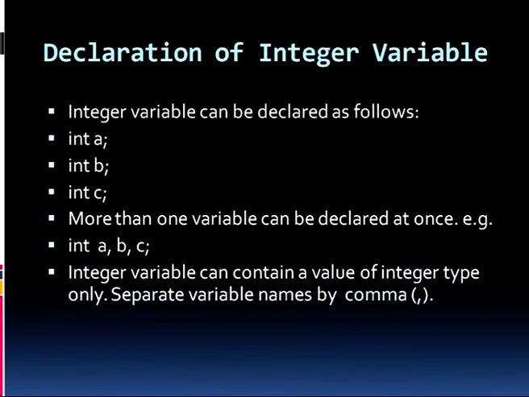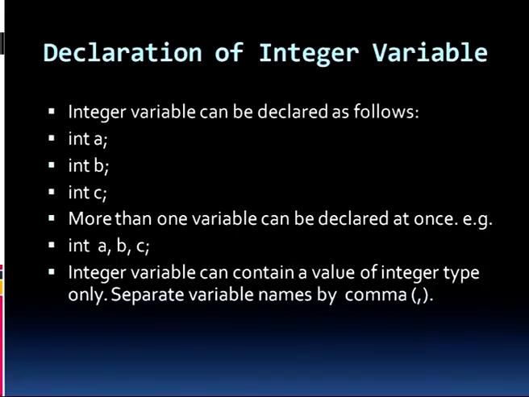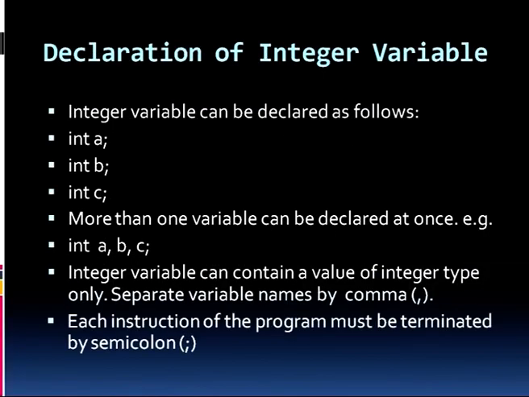You should remember that integer variable can contain a value of integer type only. If we declare more than one variables in a single line, then variables should be separated by comma, and each instruction of the program must be terminated by semicolon.